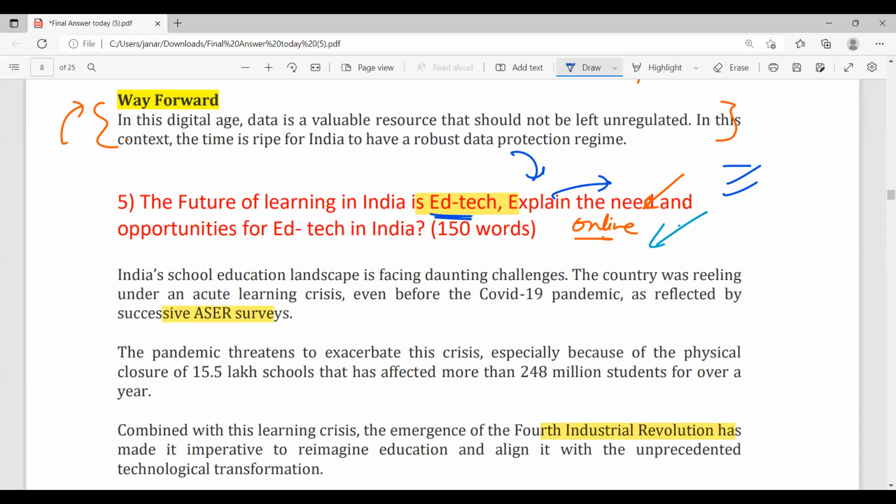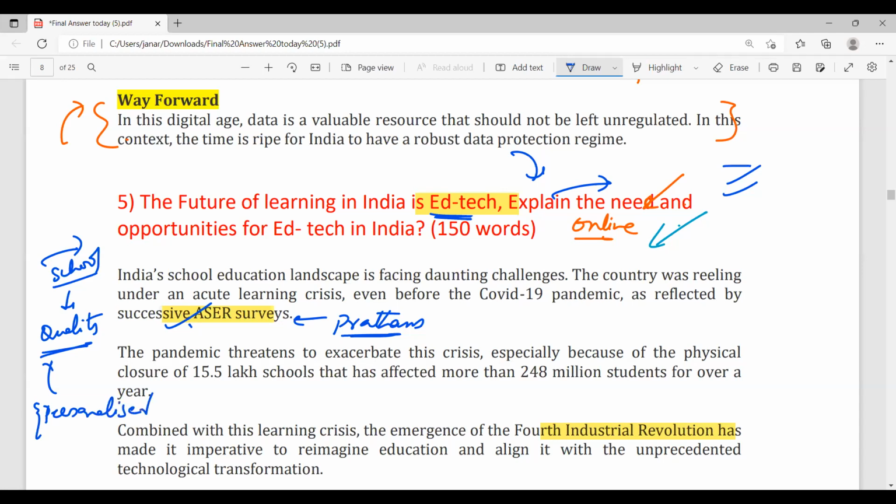You definitely have to talk about our existing pitfalls. You have the Annual Status of Education Report, the Pratham report, which talks about quality. We are able to bring children to schools, but the quality of education is less. Now with EdTech, they can get personalized, student-specific feedback. Artificial intelligence can be used.